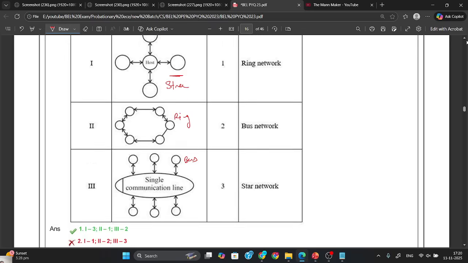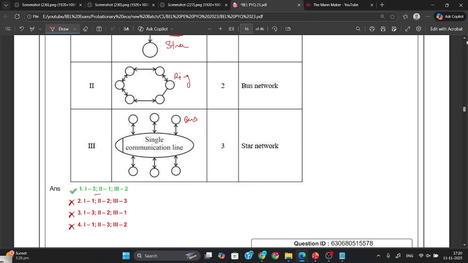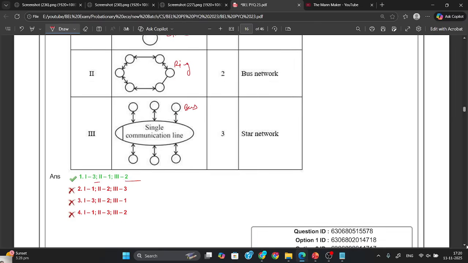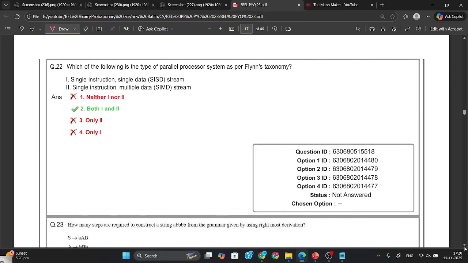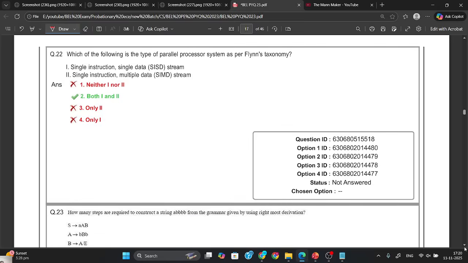Okay, so your answer will be this one only, 1 3 2 1 2 1. Like this, you need to answer the simple questions they are going to ask in the exam. Which of the following is the type of parallel processor system as per Flynn's taxonomy?